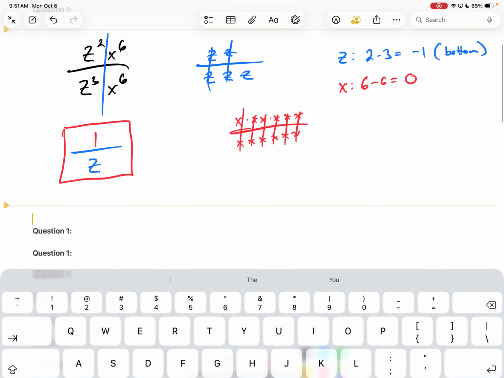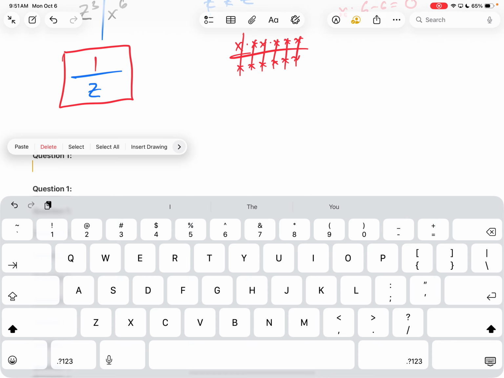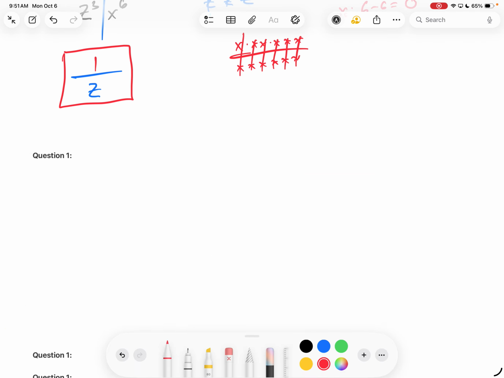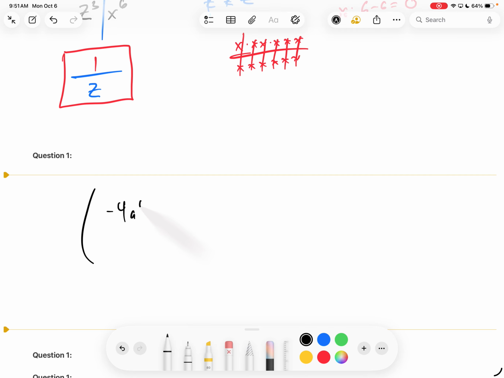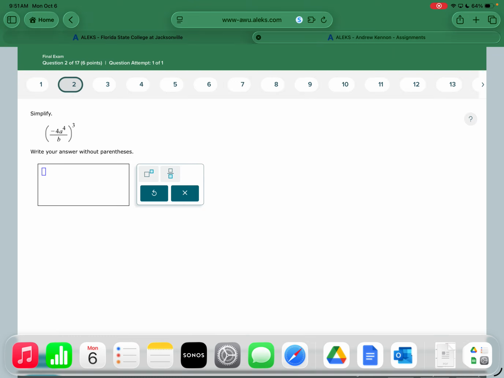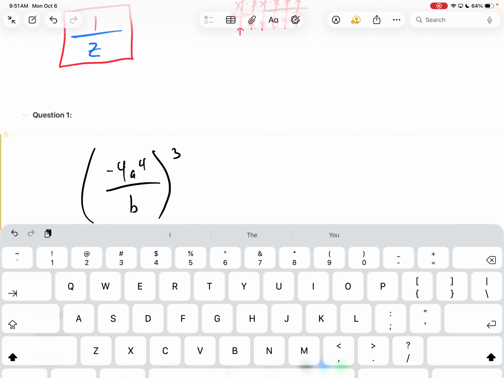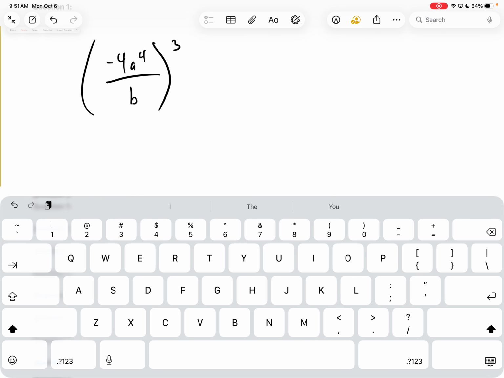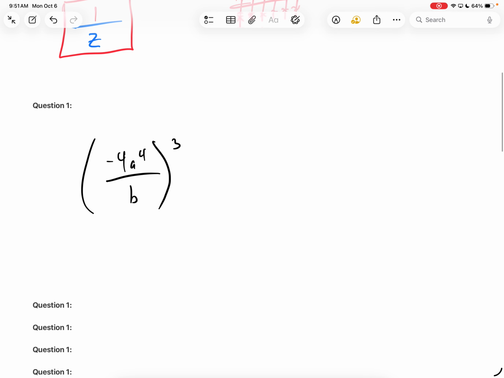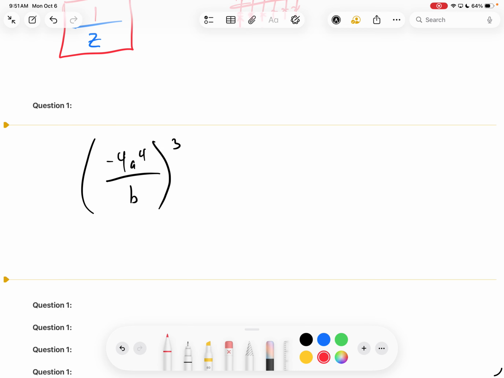-4a4b cubed. Okay. So on this one, you have to take that 3 times everything inside there. You would want to figure how many exponents are inside here. You are going to take everything to the third power, okay? So this is -4 to the third power. A to the fourth to the third power. That'd be 4 times 3, that'd be 12.